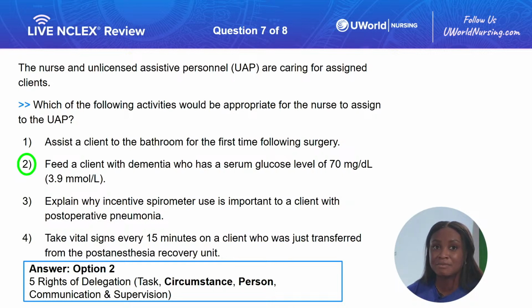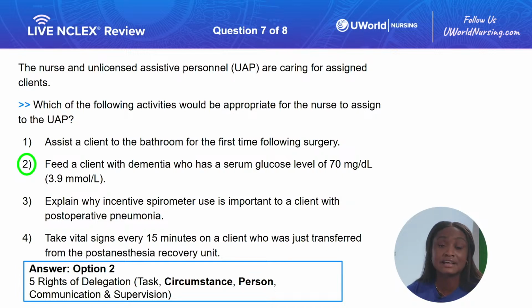Option 1, assist a client to the bathroom for the first time following a surgery. This is something that we wouldn't want the UAP to do because it is the first time after surgery. So the nurse should be in there assisting for any first of anything: first education, first intervention, first assessment. The nurse should be the first one, just in case there are complications. That nurse can get in there real quick and start doing interventions and taking care of that client. So for the first time following a surgery, we want the nurse to be there to make sure that there are no complications.